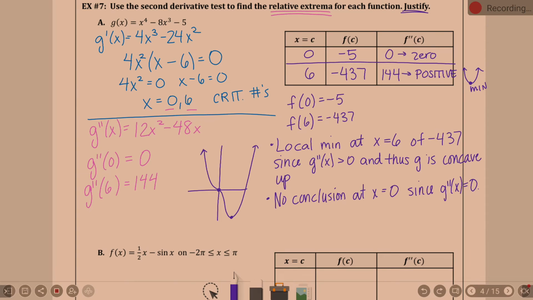Okay. 7 would be similar. The trick on 7 is that it's trig, and so you have to think hard there. Okay. Let's look at 8 some.